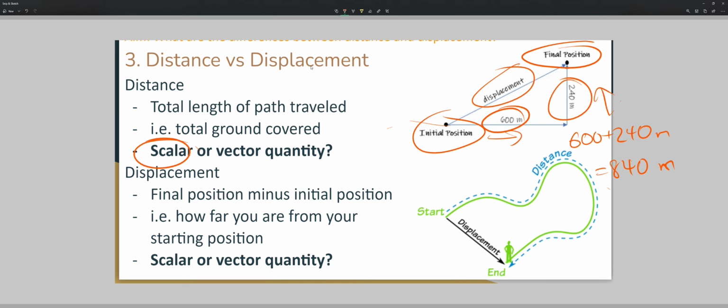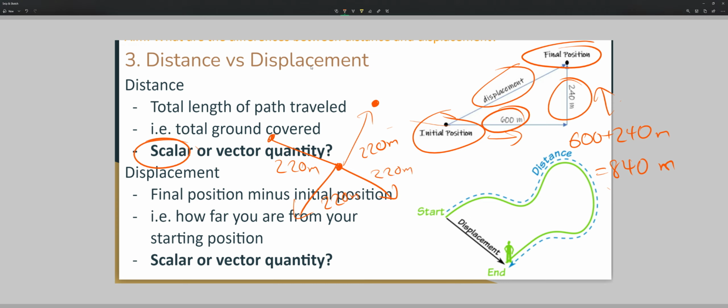Displacement, on the other hand, is a vector quantity because you want to know where you are in relation to where you started. If I say I'm 220 meters from where I started, let's say I ended up here and this is 220 meters from where I started. Do I exactly know where I started? I could be here. This could be 220 meters. This could be 220 meters. This could be 220 meters.